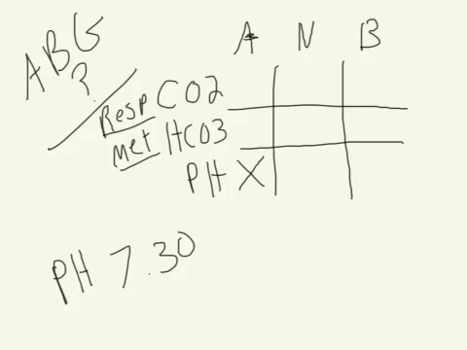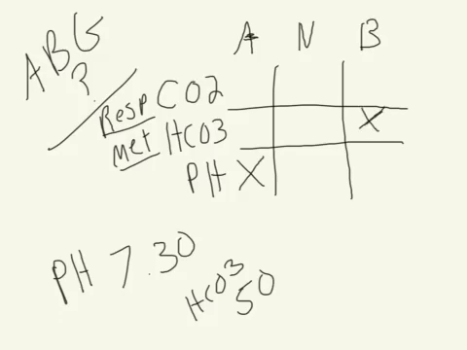Now let's say we get a CO2. All right, we'll work our way up. Say we have a bicarb, an HCO3, of 50. We know a normal bicarb is around 22 to 28, so this is more on the alkalotic side. So we're going to put an X over here.